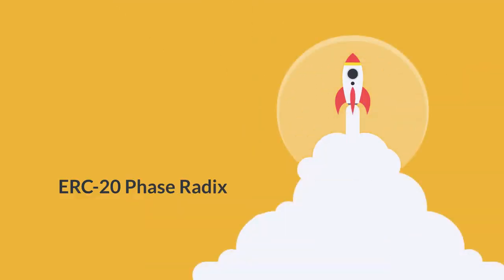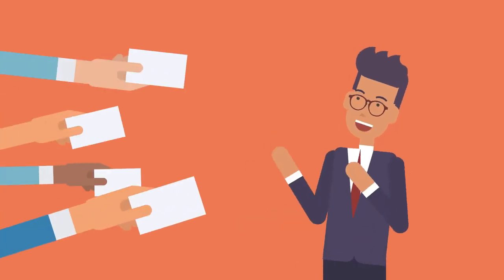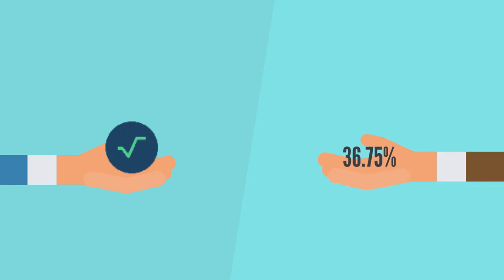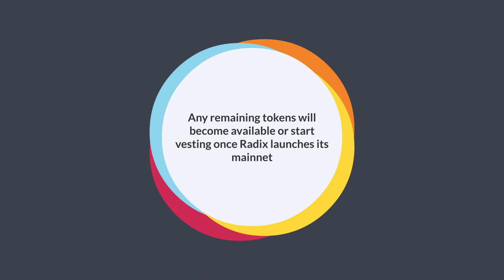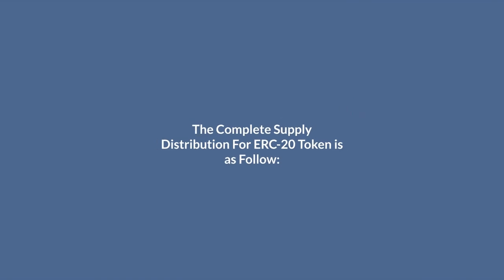ERC20 phase. Radix will launch XRD as an ERC20 first, which will give early contributors the first opportunity to receive their token allocations. The team will distribute 4.41 billion as ERC20 versions of XRD, 36.75% of the proposed native supply at Genesis, 12 billion. Any remaining tokens will become available or start vesting once Radix launches its mainnet.